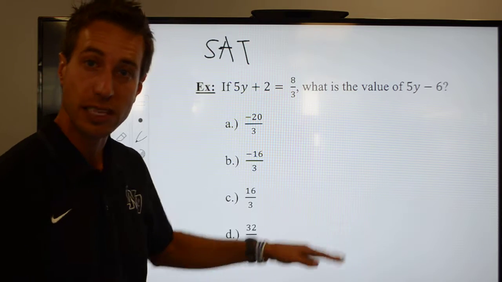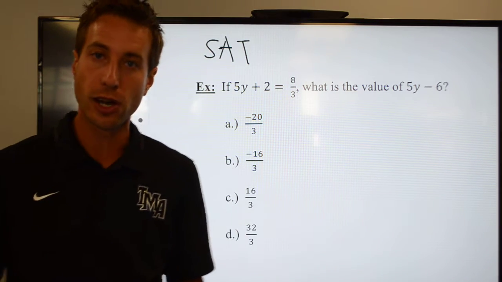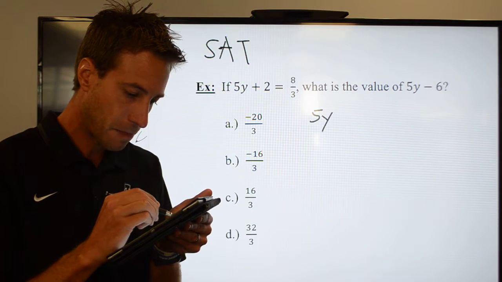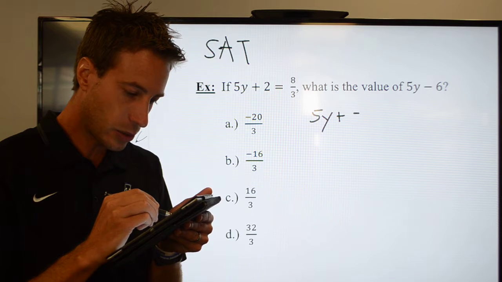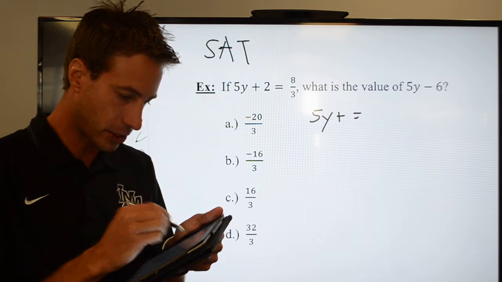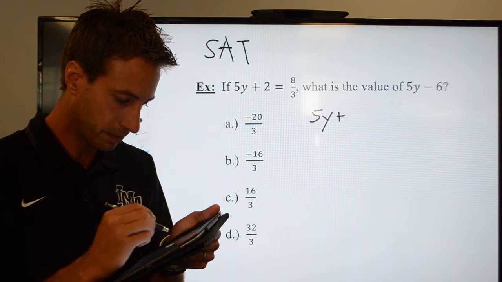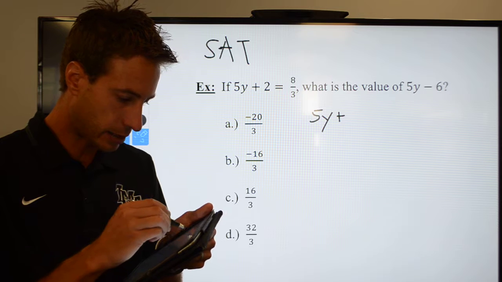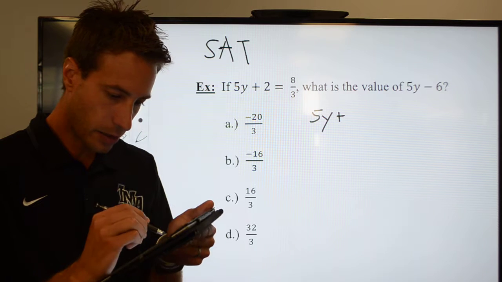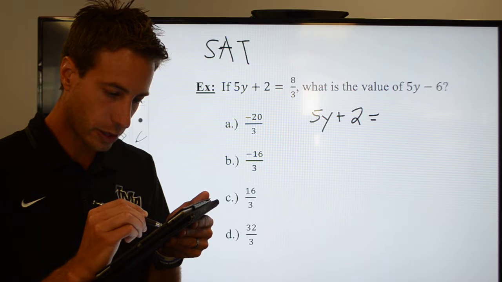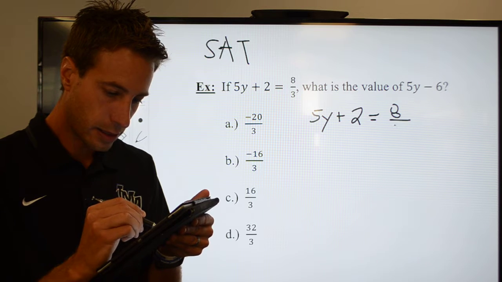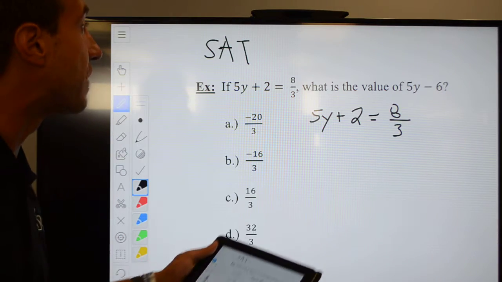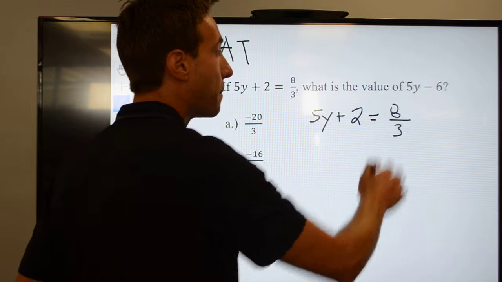Let's go ahead and do this problem the way we just learned on the last page. They've given me 5y plus 2. Oh, hang on a second. I apologize. I forgot my 2. Let me throw my plus 2 in there. There we go. Plus 2. Man, struggling today. Is equal to 8/3. Now, here's what they're asking you to do. They want to know what is the value of 5y minus 6.